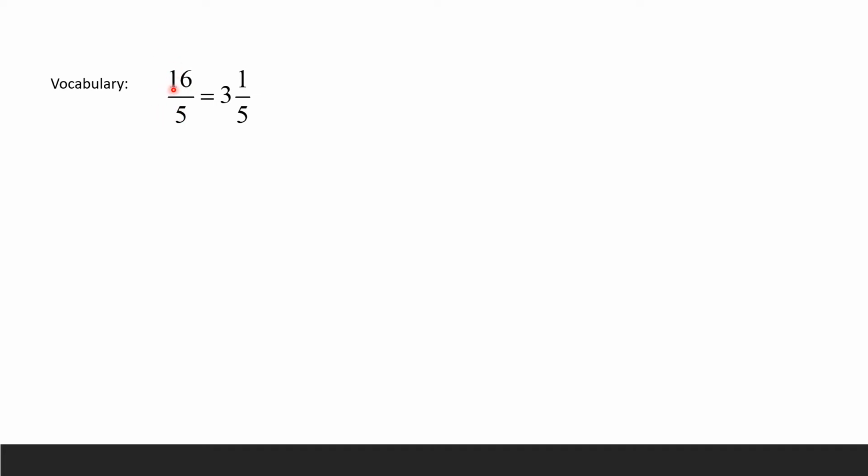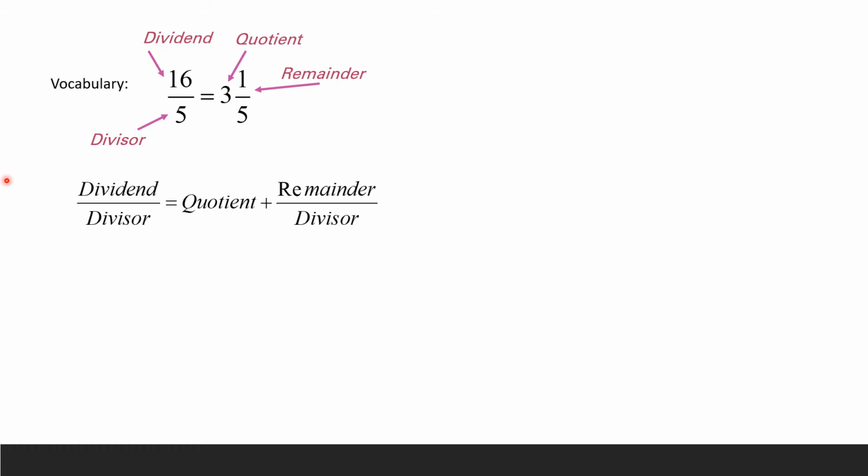And you would have converted it from an improper fraction to a mixed fraction. The first number on top here that we're dividing is called the dividend. Underneath it, we have the divisor, and our answer is the quotient with a remainder. So using those words, I've set up kind of an equation here, and it's important we know the terminology, the vocabulary.